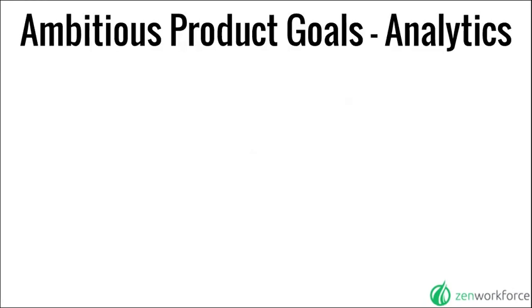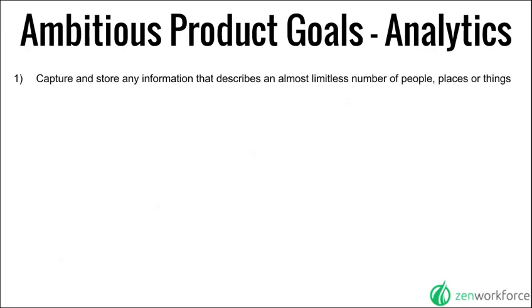So we have some pretty ambitious product goals when we're talking about our analytics here. Let's start off by saying what we want to do is we want to capture and store any information that describes an almost limitless number of people, places, or things. So that's a pretty flexible base to start from, right? Then we want to capture information that describes any event related to those people, places, or things.